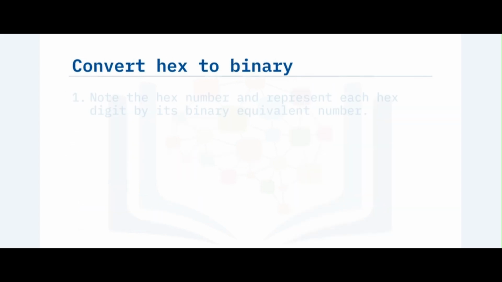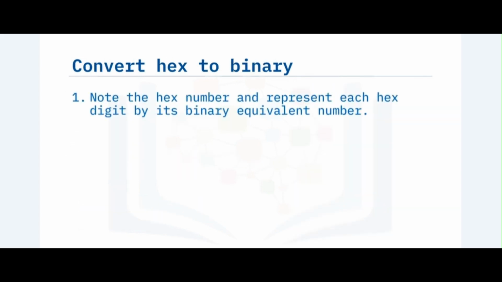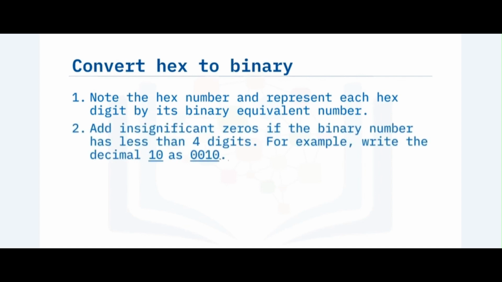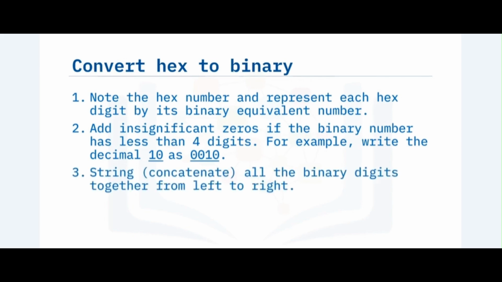To convert a hex number such as 123A into binary, follow these steps. First, note the hex number and represent each hex digit by its binary equivalent number. Next, add insignificant zeros to the left if the binary number has less than 4 digits. For example, write the decimal 10 as 0010. Then string each of the converted binary numbers together, working from left to right.